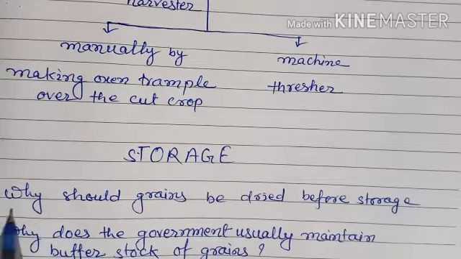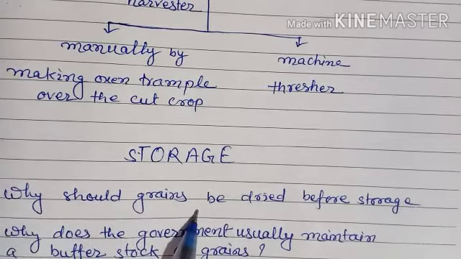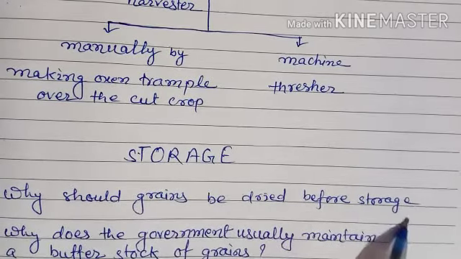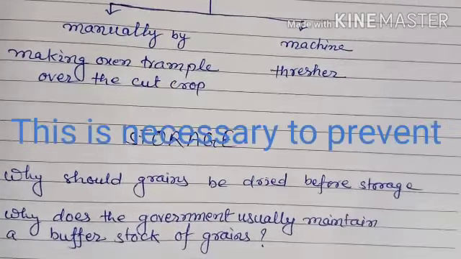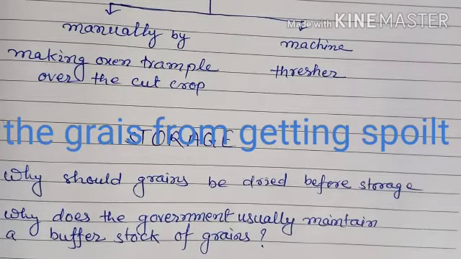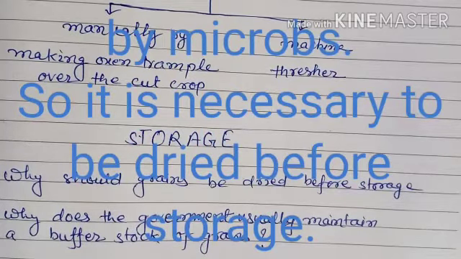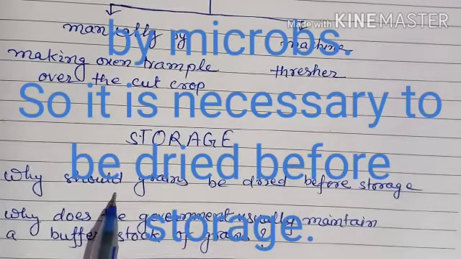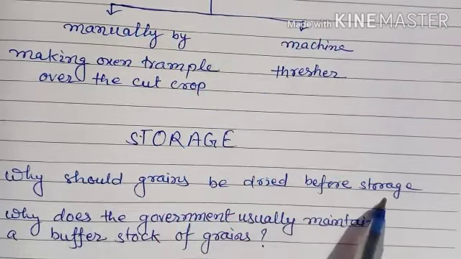The question may arise here: why should grains be dried before storage? It is necessary to prevent the grains from getting spoiled by microbes. So it is necessary for the grains to be dried before storage.